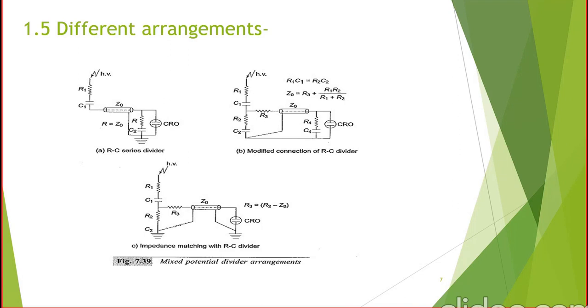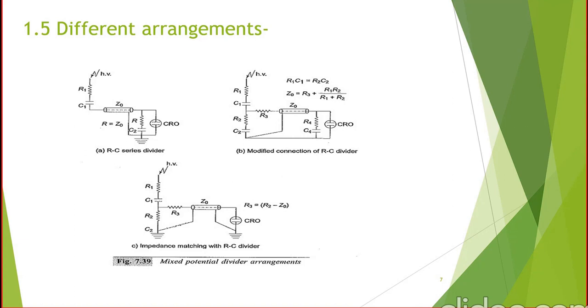These are the different arrangements. First one is the RC series divider. Next is the modified connection of the RC divider, and then impedance matching with the RC divider. In the first, the RC series divider, as shown in the diagram, R1C1 is the HV arm, the high voltage arm. R2C2 is the low voltage arm.